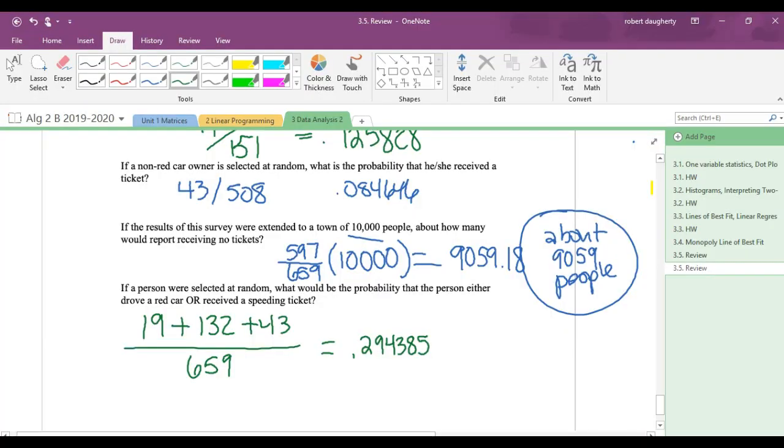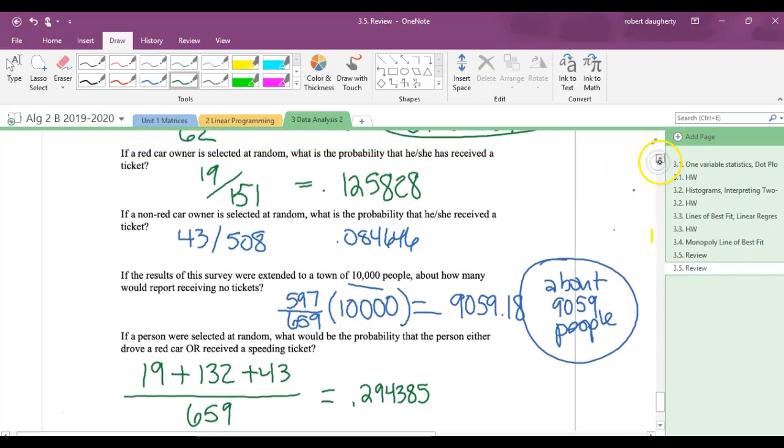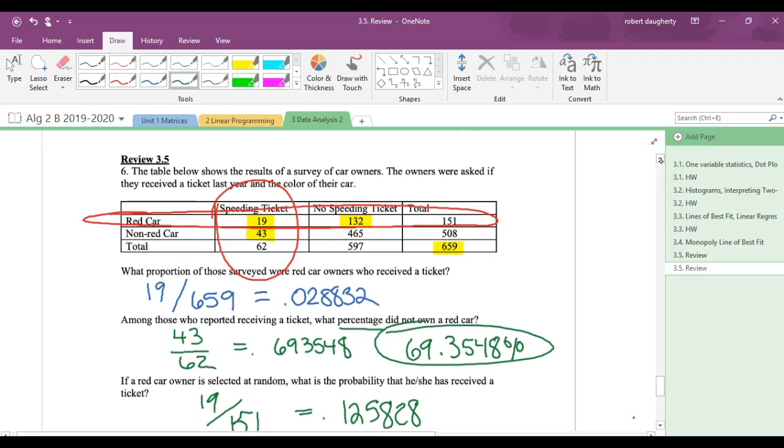Now, the other way of doing this is you could use the totals, okay? It may be more confusing to do that, but okay, speeding ticket. Here are all the people that got the speeding ticket. Here are all the people that got the red cars. But if I use those two numbers, you need to make sure that you understand you have counted this number 19 twice. You've counted it in the row and the column. So another way of doing this, and you could just check your answer, 151 plus 62 minus 19. I can't count 19 twice, I only count it once, over 659.